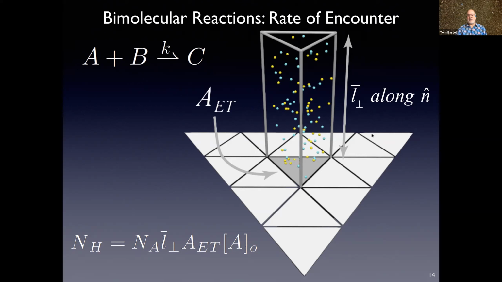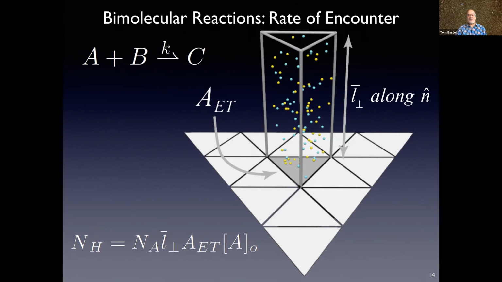And this produces a barycentric grid, creating little triangle tiles that are self-similar to the triangle that they live on. We call these effector tiles, ETs. So the area of an effector tile is A sub ET.